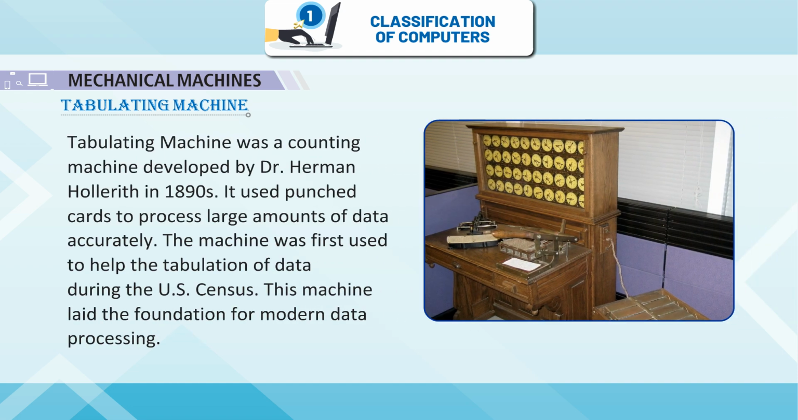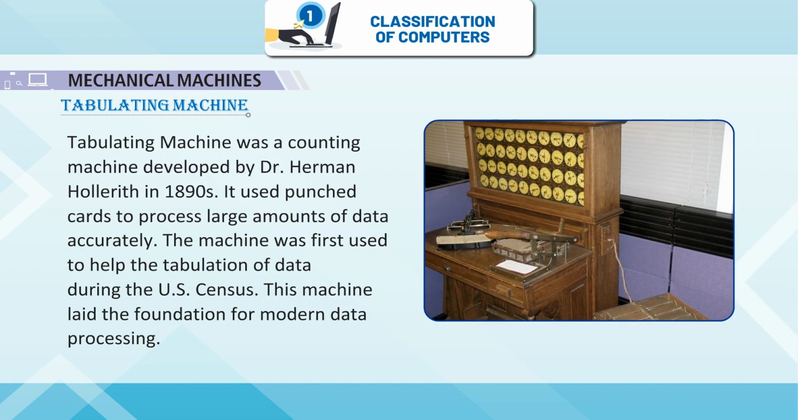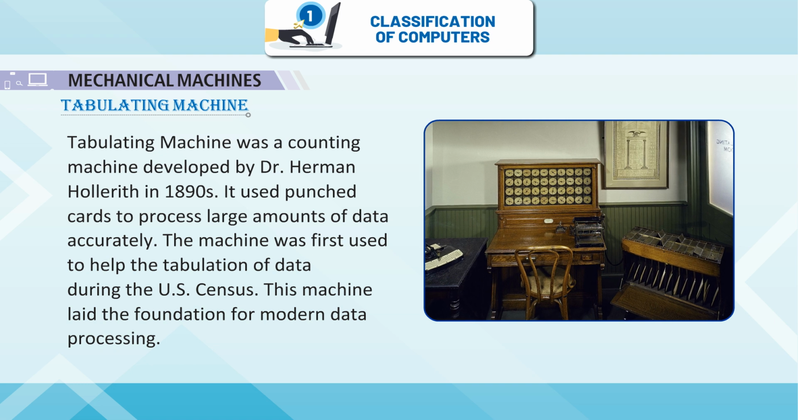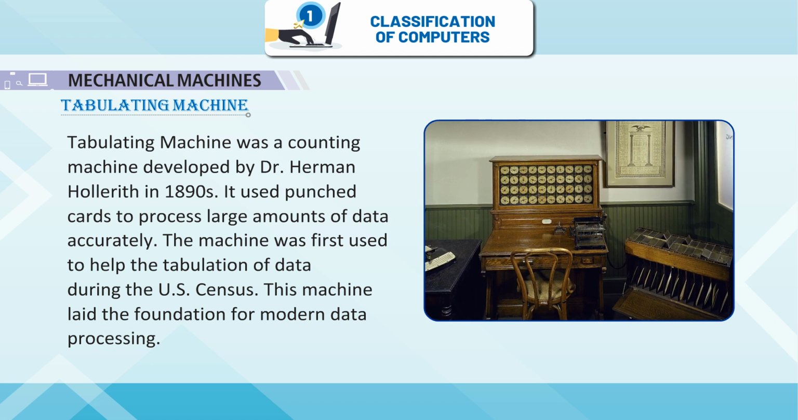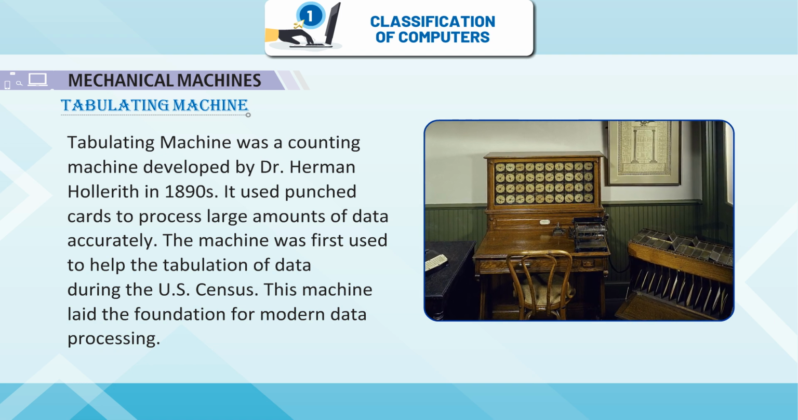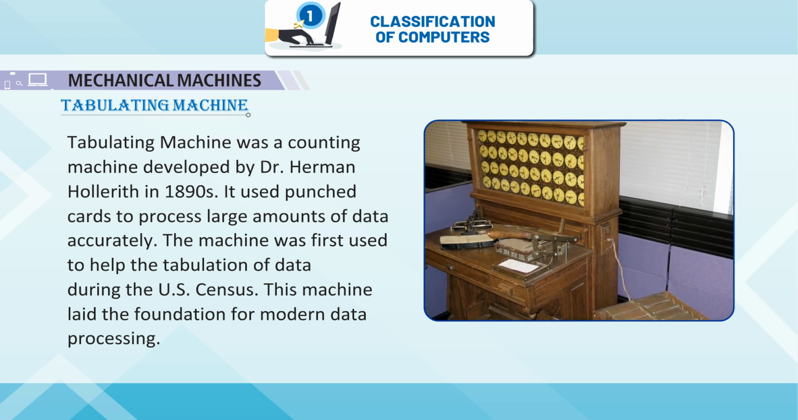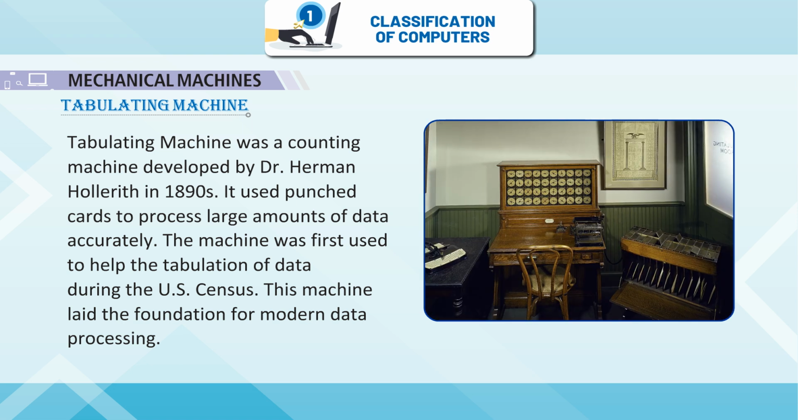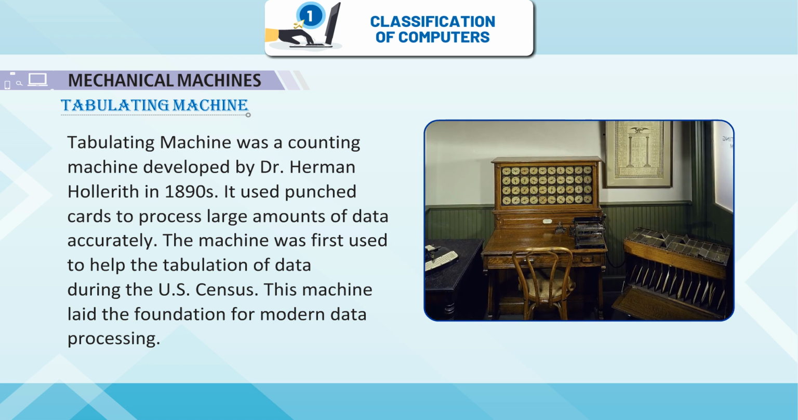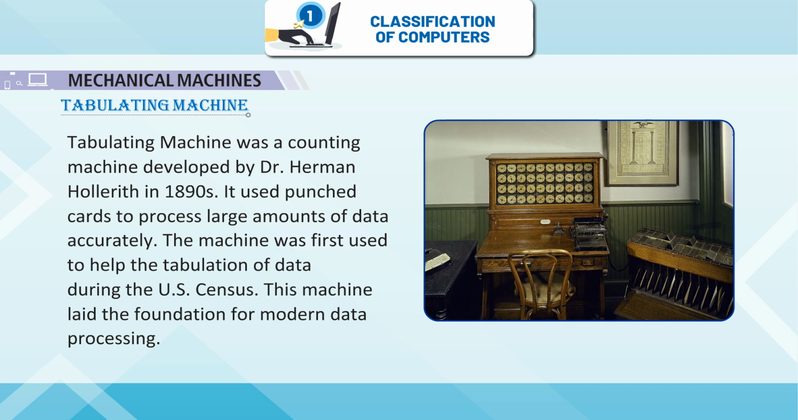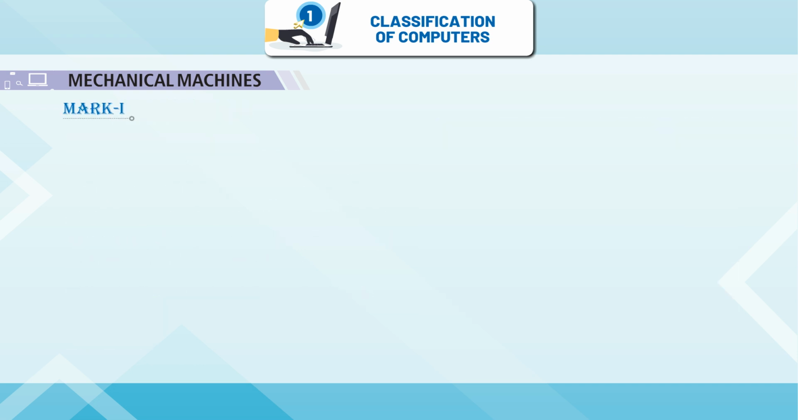Tabulating machine. The tabulating machine was a counting machine developed by Dr. Hermann Hollerith in the 1890s. It used punch cards to process large amounts of data accurately. The machine was first used to help the tabulation of data during the US Census. This machine laid the foundation for modern data processing.